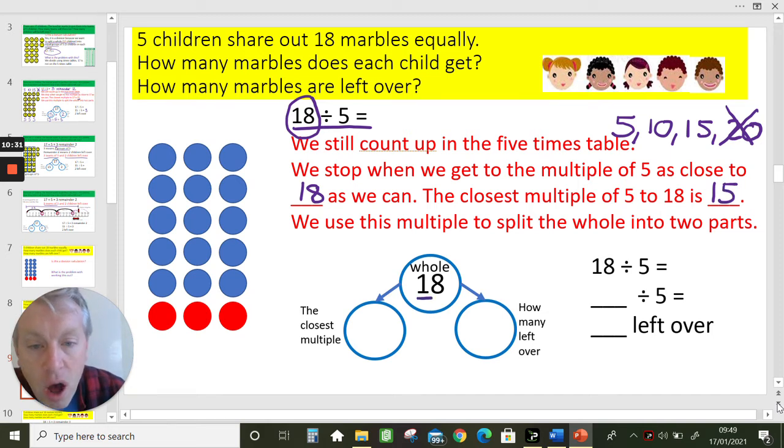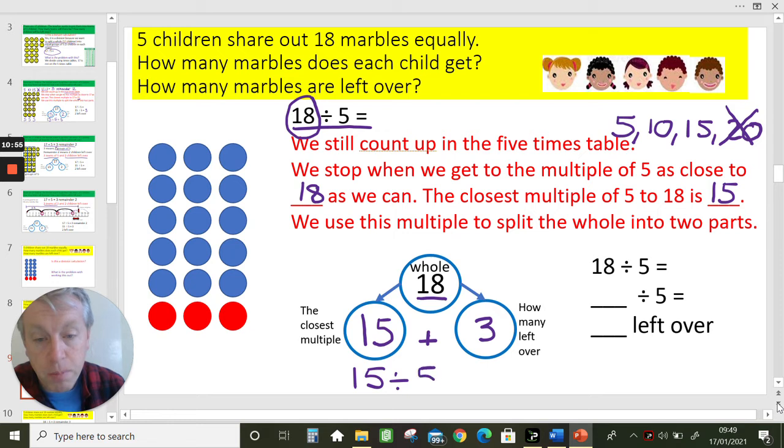We've split our whole 18 into 15, and then let's count on. 15, add 1, 16, 17, 18, add 3, because these two parts together must make the whole. 15 and 3, and we're doing 15. Split the 15 marbles by 5 children. That makes 3 marbles, so 18, split it into 15 and 3. 15 divided by 5 is 3, with 3 left over.